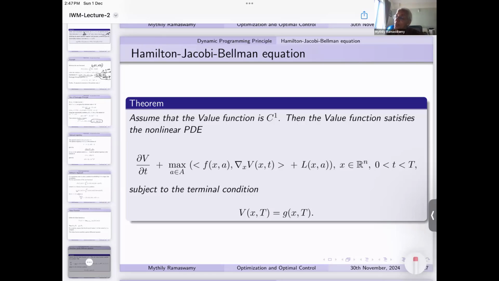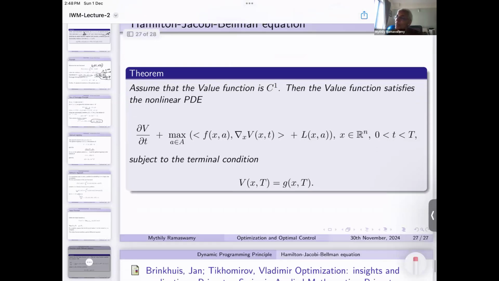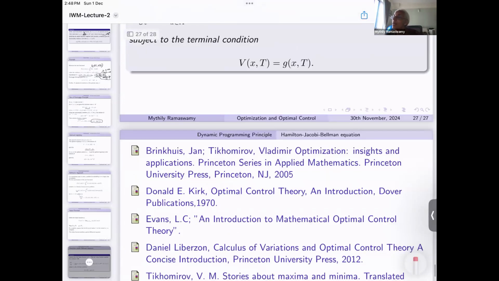So here, the contribution of Pierre-Louis Lions was the viscosity solution concept, which justifies that the value function is indeed a solution of the HJB equation in the viscosity solution sense. So that is the latest in this, but maybe I can stop here and come to the references.